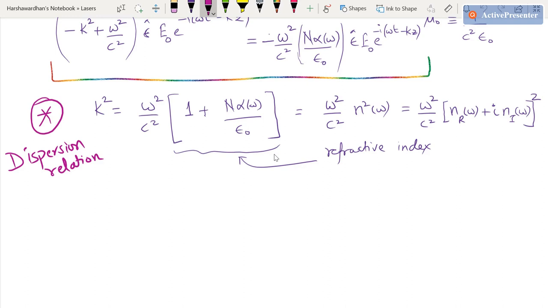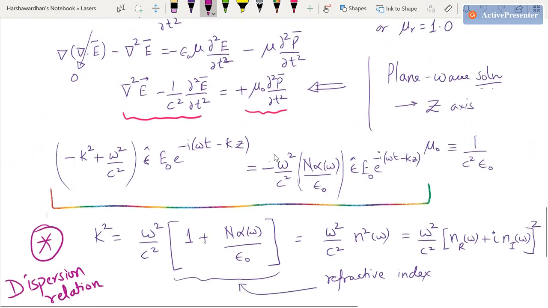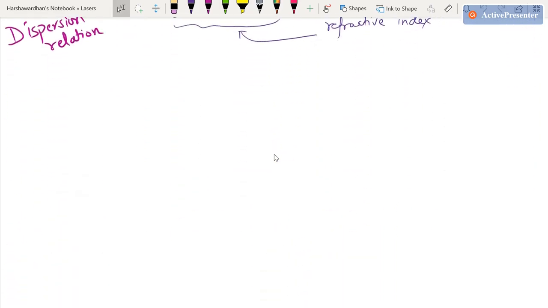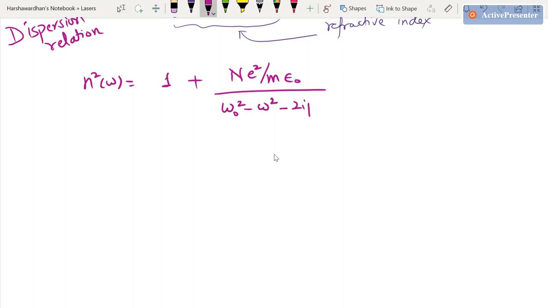So let's look at the explicit form for the refractive index that is arising from my Lorentz model, right? So clearly I can write that out. My n square of omega can be written as 1 plus, I'm simply opening up the alpha of omega, which is going to be e square over m epsilon naught, divided by omega naught square minus omega square minus 2i beta omega, right? Now clearly, I want to identify the real and imaginary parts of this refractive index. So I want to write this right hand side as n real, which is a function of omega, plus i times n imaginary.